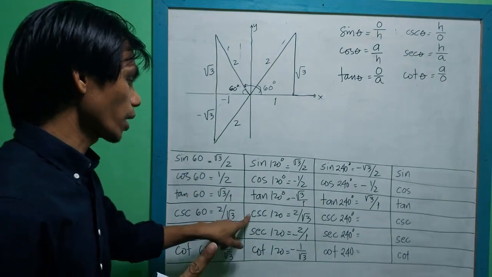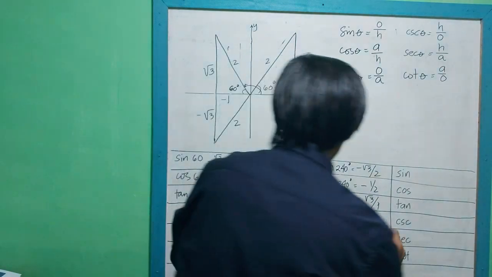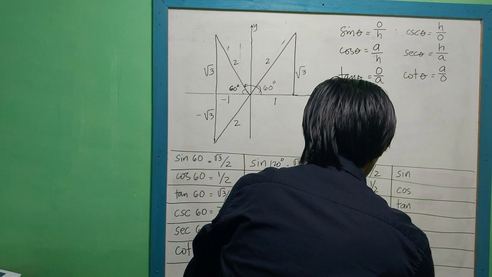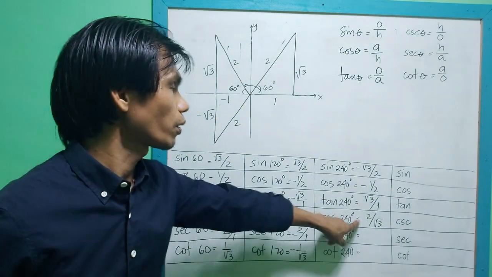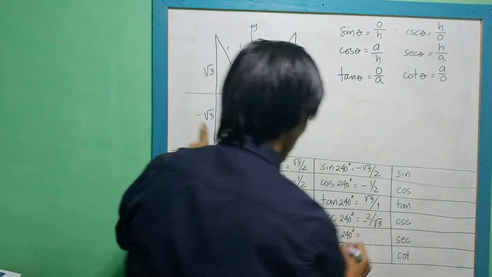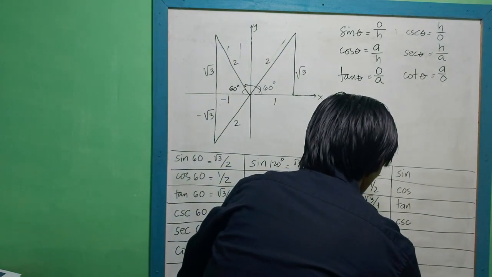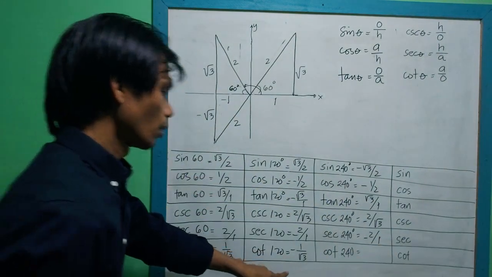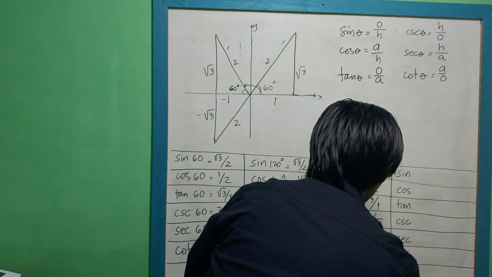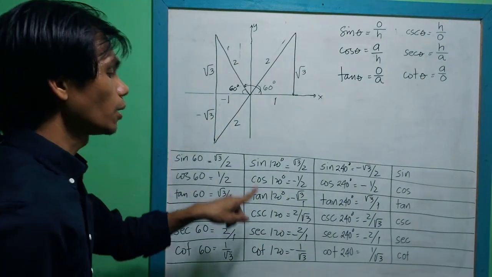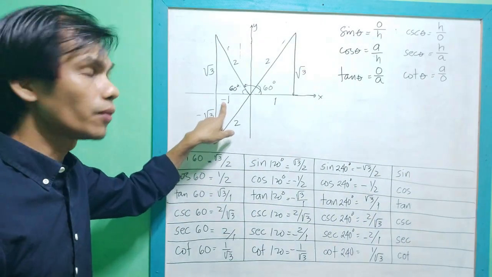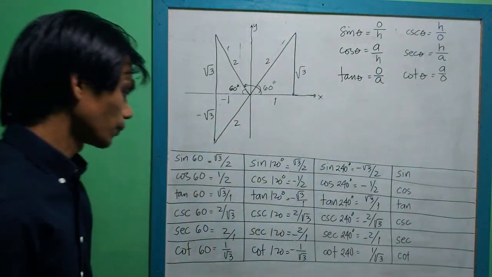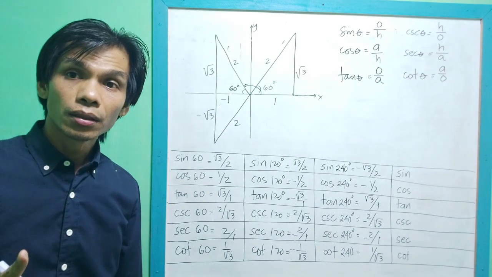Cosecant naman. How about cosecant? So, pagbaliktarin lang natin dito. Pagbaliktarin lang natin to. So, that will be 2 over square root of 3. Pero yung square root of 3 natin is negative. And then, still 2 over 1. Yung 1 natin is negative. And then, 1 over square root of 3. Square root of 3. Okay? Yung 1 natin is negative. Yung square root of 3 natin is negative. So, that will be positive. Okay? Did you get it?